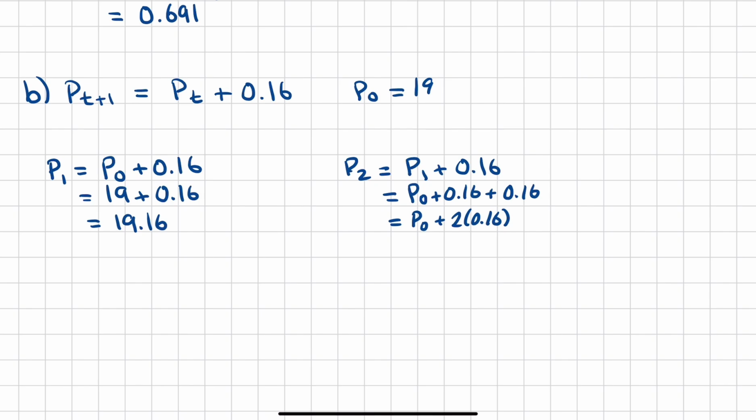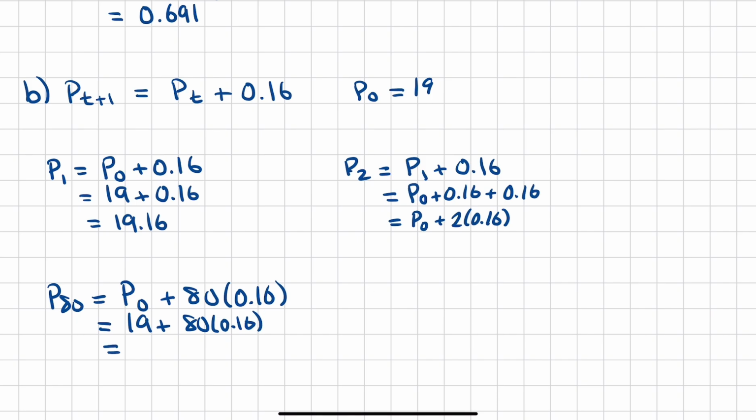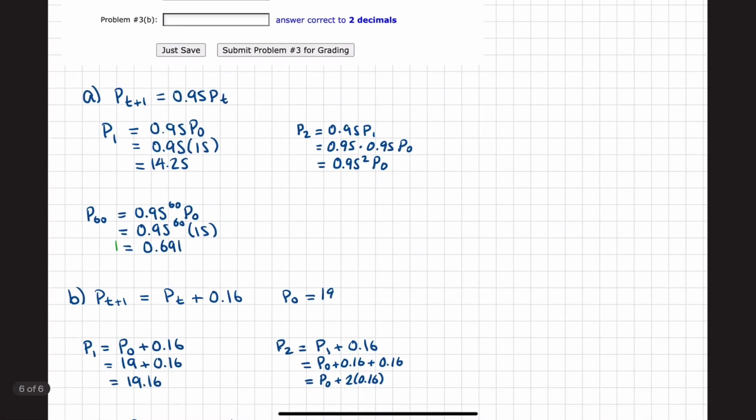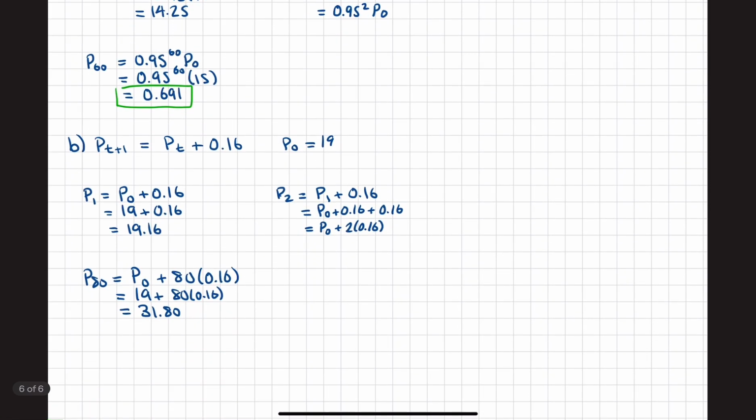Okay? So for p80, this is just going to be p0 plus 80 multiplied by 0.16. And so plugging this in, we get 19 plus 80 times 0.16. And this works out to be 31.80. And so therefore, for part A, the answer was 0.691. And for part B, it was equal to 31.80.